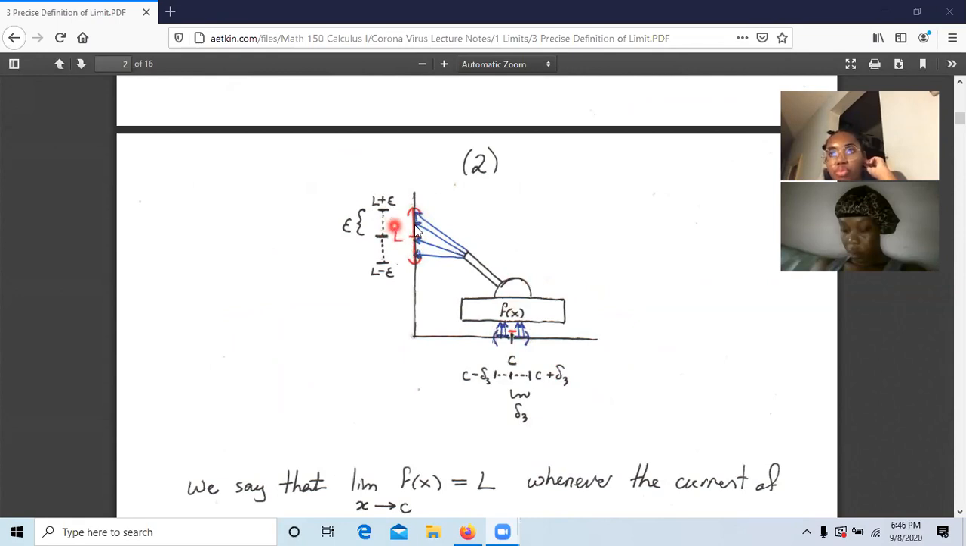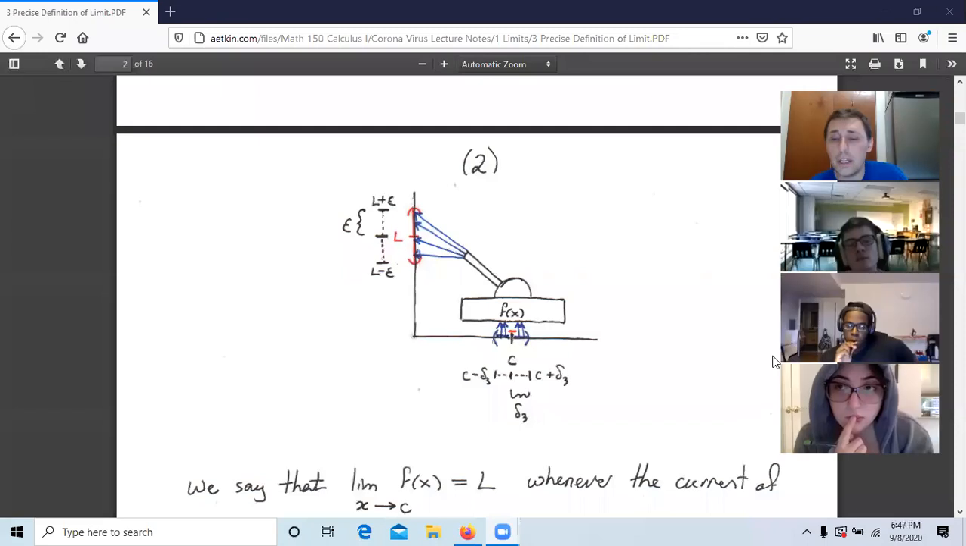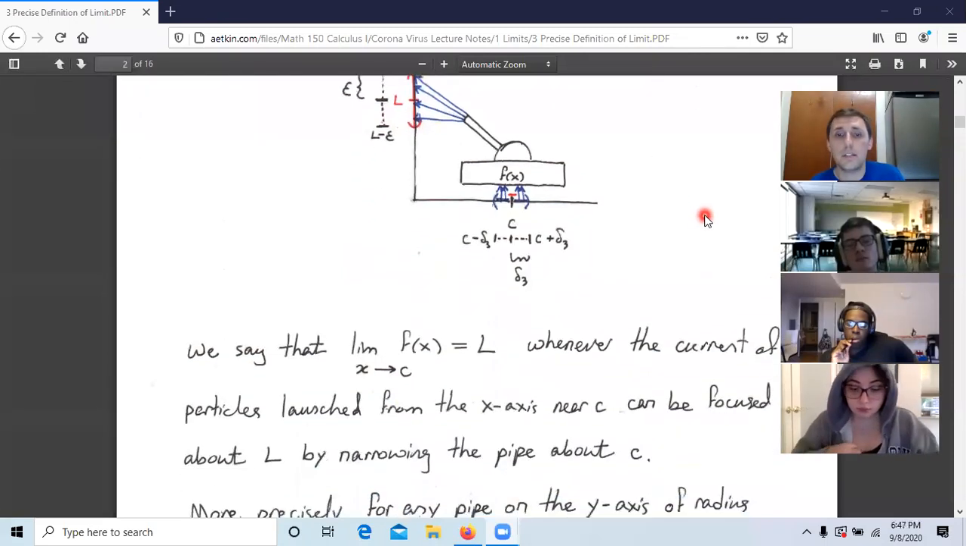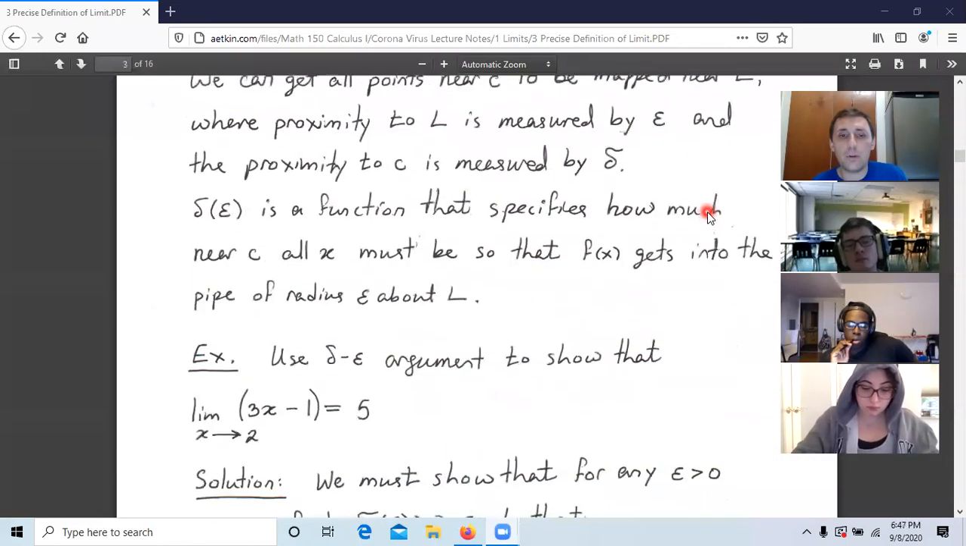And by that we mean this: if I specify how good I want the approximation of L to be, I will then adjust delta as a function of epsilon to be small enough so that every particle lands within this zone. Make sense? Very important idea, and maybe you will not see it so much in this class, but it's all the time how you communicate the precise ideas about limits. They're not always as easy as they are in this class. So back to our problem.